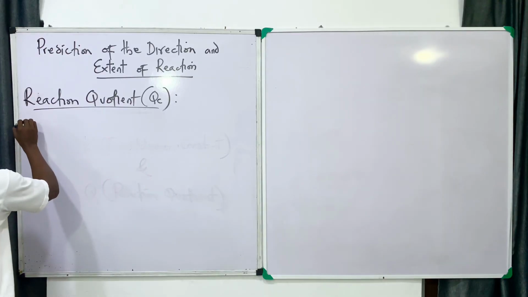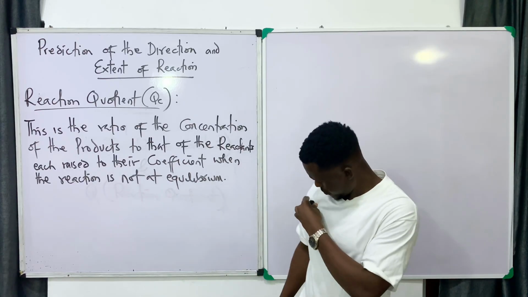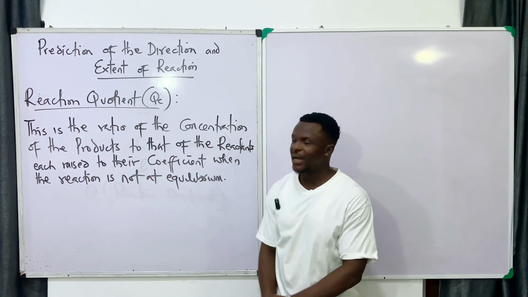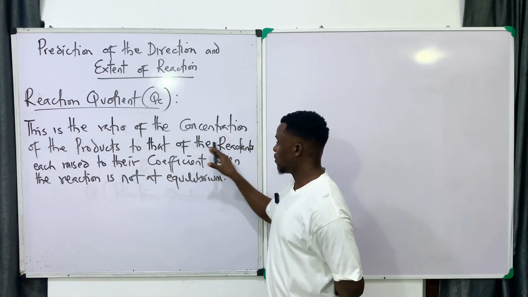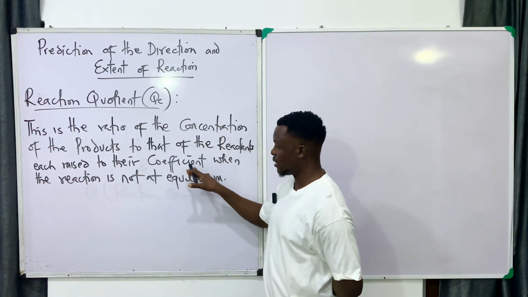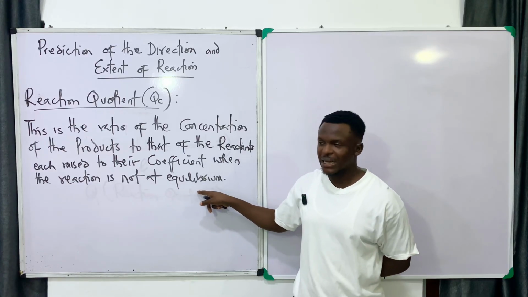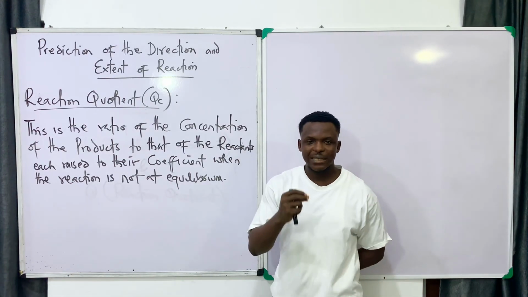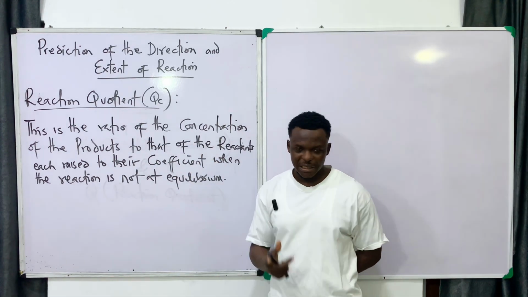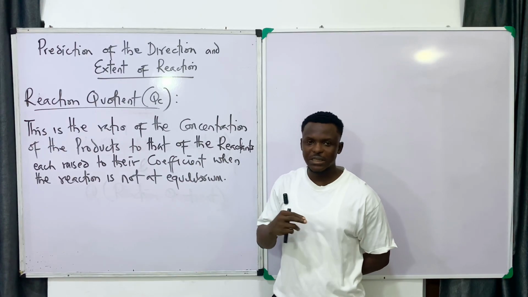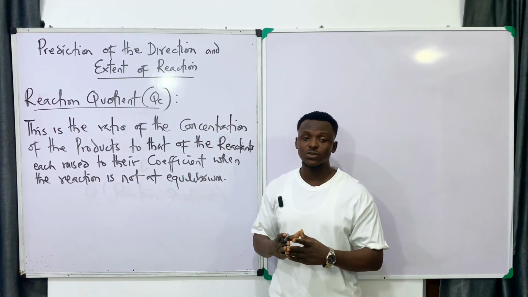So we say this: reaction quotient can be defined as the ratio of the concentration of the product to that of the reactant, each raised to their coefficient, when the reaction is not at equilibrium. Emphasis on when the reaction is not at equilibrium. If the reaction is at equilibrium, we are no longer talking about reaction quotient, but instead equilibrium constant. All the calculations we've been doing before now, it is presumed that those reactions were at equilibrium.